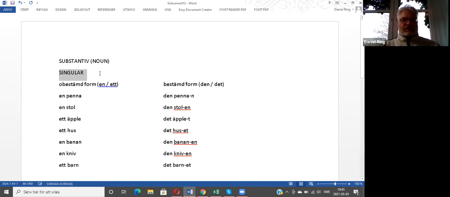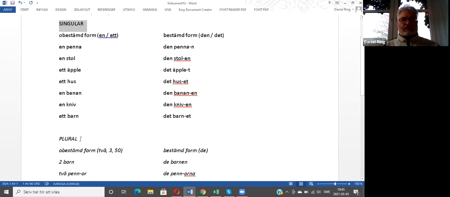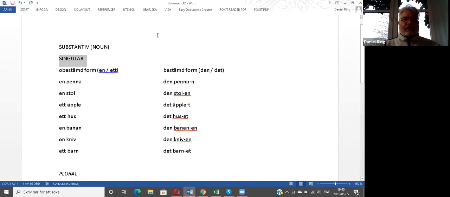First, we're focusing on singular. There is also, of course, a plural form, but first, let's clear out the singular form. In Swedish and in English, we first talk about obestämd form, or the undecisive form. When I don't know what I want to get, or I talk about things in general.